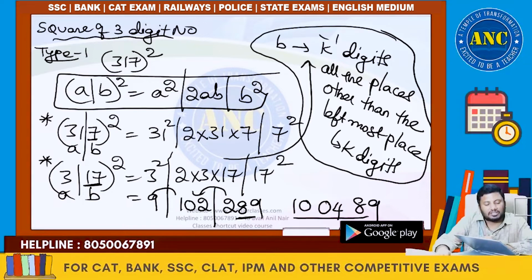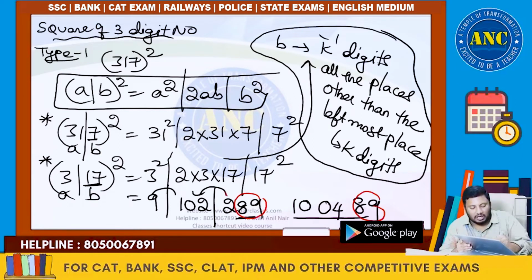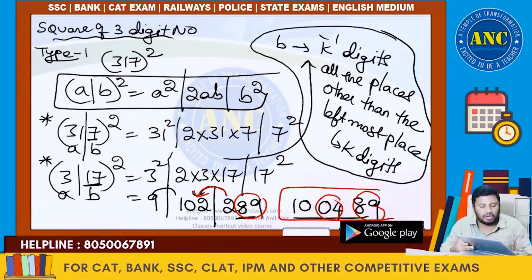31 square solving is a little difficult, so I go with 3 with 17 square. A square, 2ab and b square. 9, 102 and 289. Last two digits I write 89. 2 carried. 102 plus 2 is 104. So 04. 1 carried. So the answer is 100489. Which method to use depends upon the nature of the number.